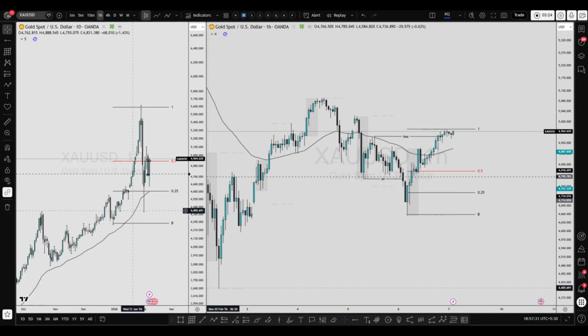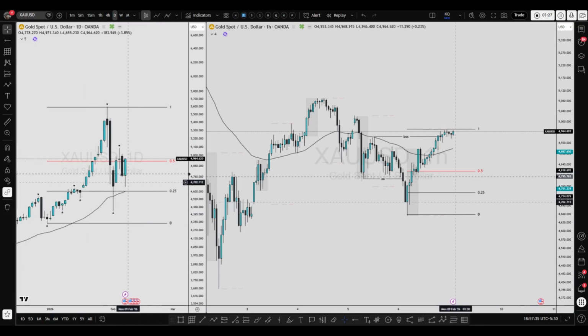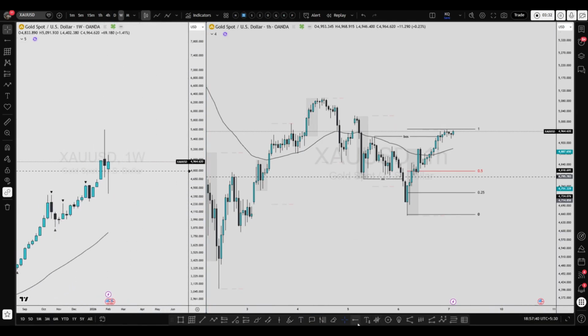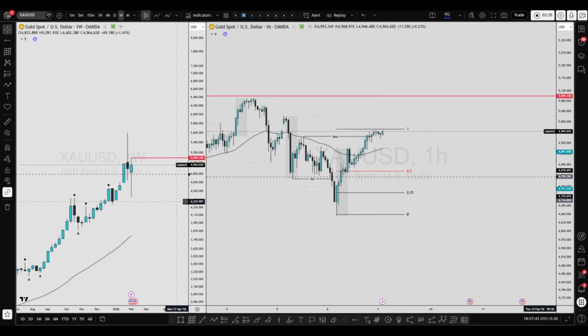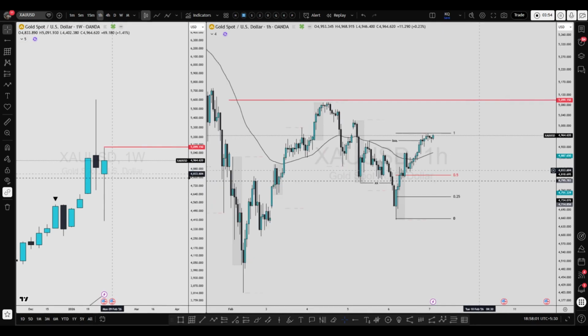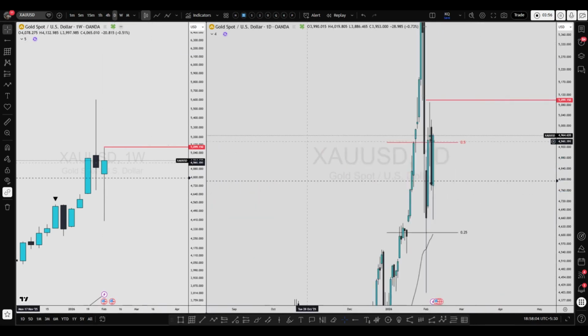Overall, daily time frame is strongly trading above the daily 50 EMA, and in weekly perspective, the weekly bias is also looking bullish. The closing of the last week's candle was higher than the close of the week before it, and also the low is higher than this and this. So we can target this high in our 1 hour time frame.